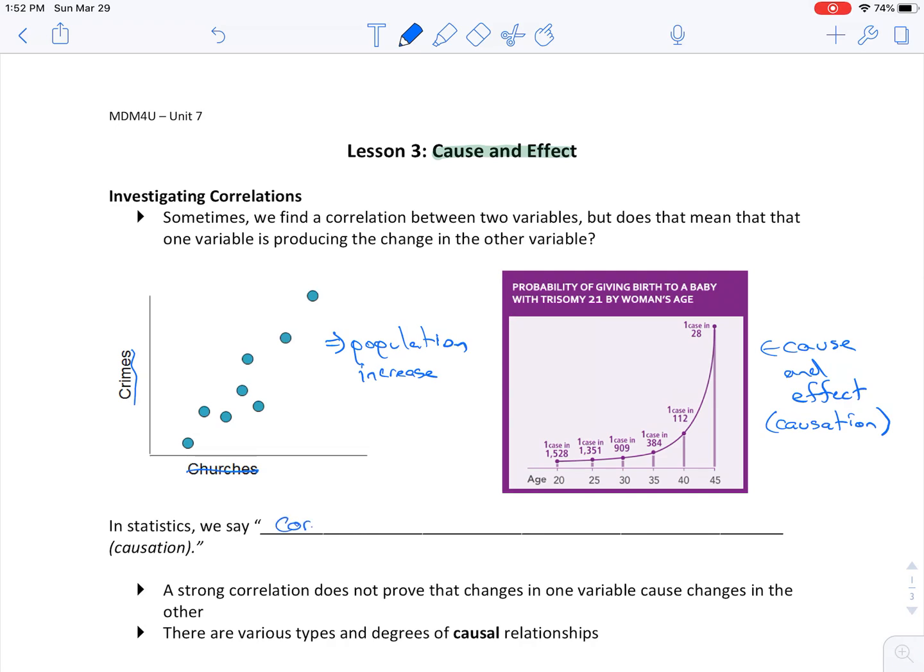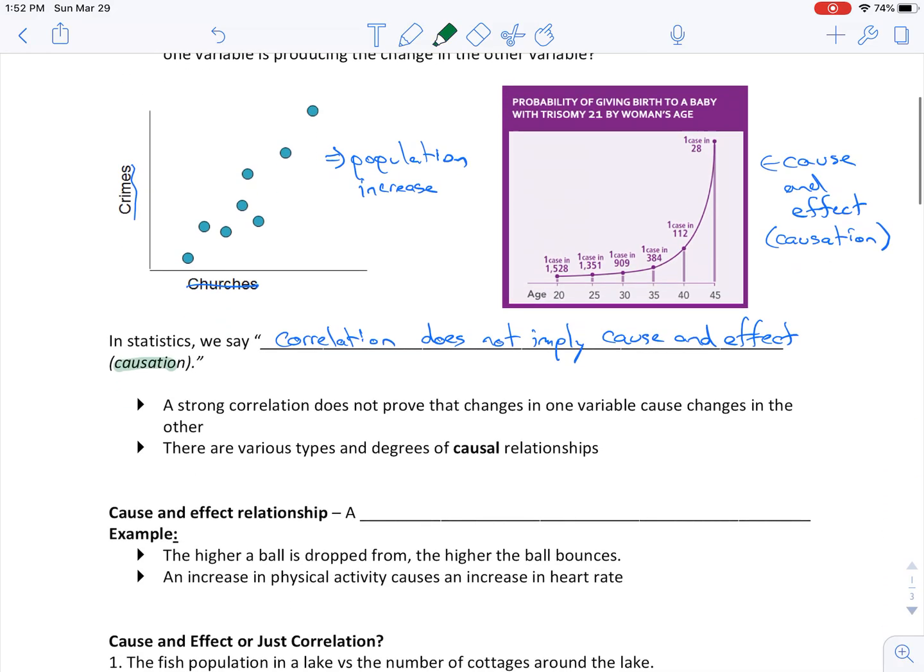So in stats, we say correlation does not imply cause and effect or causation, as I've written here.